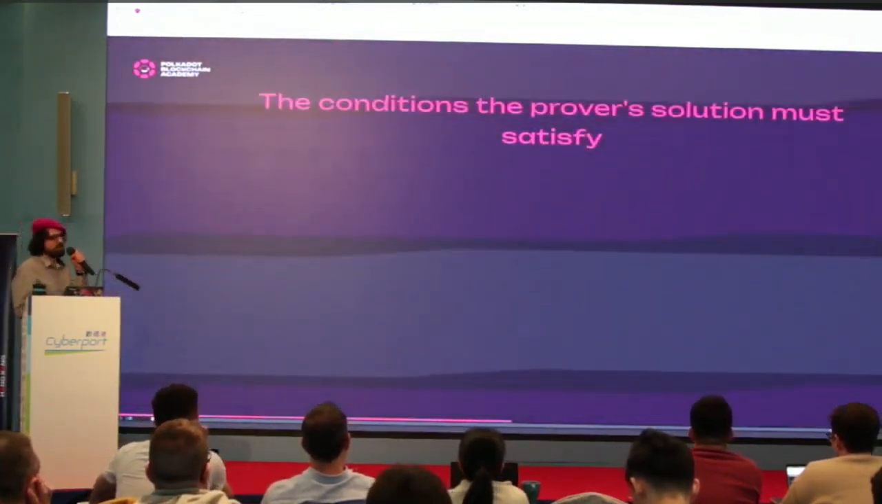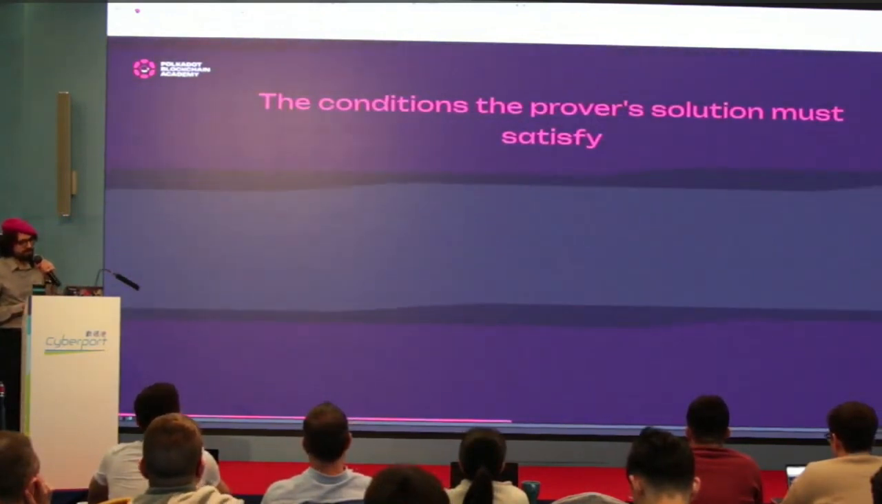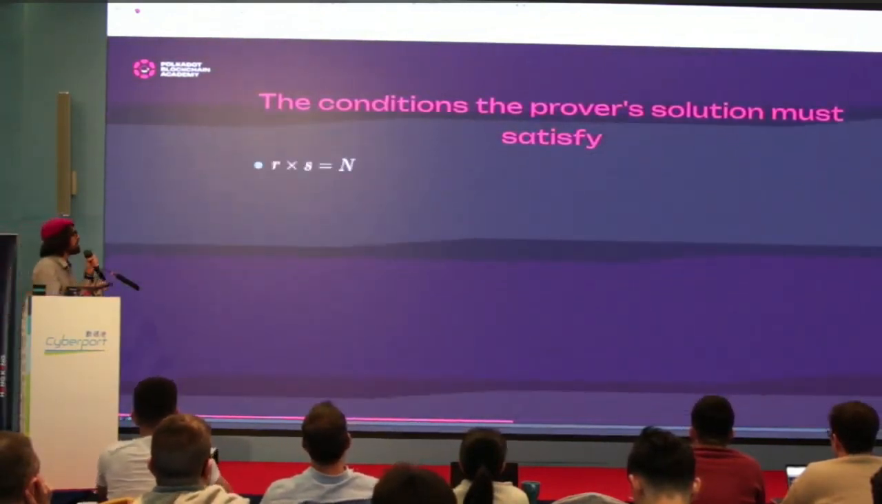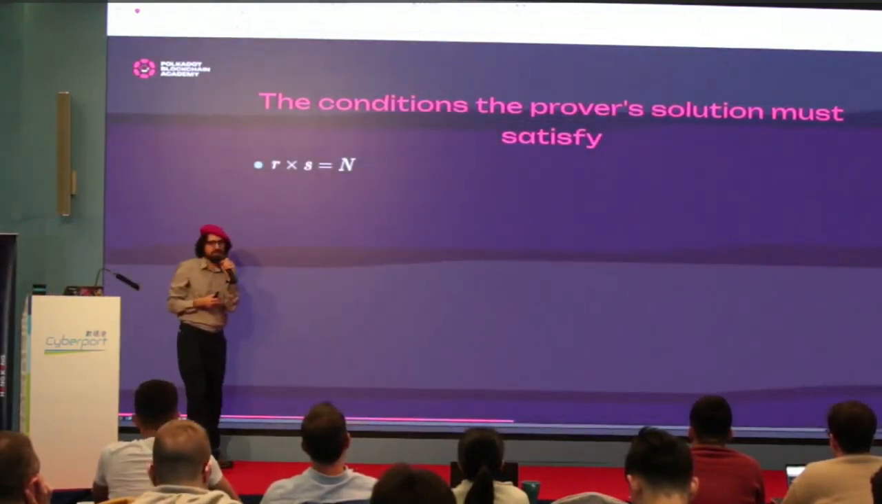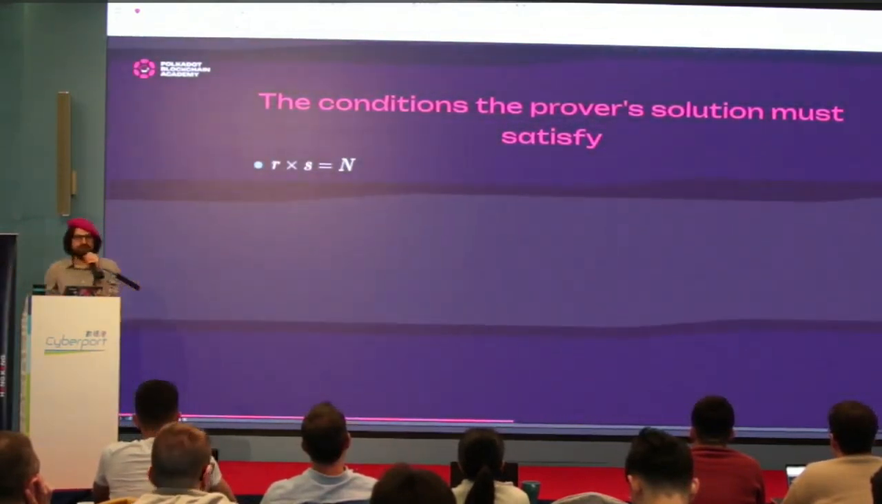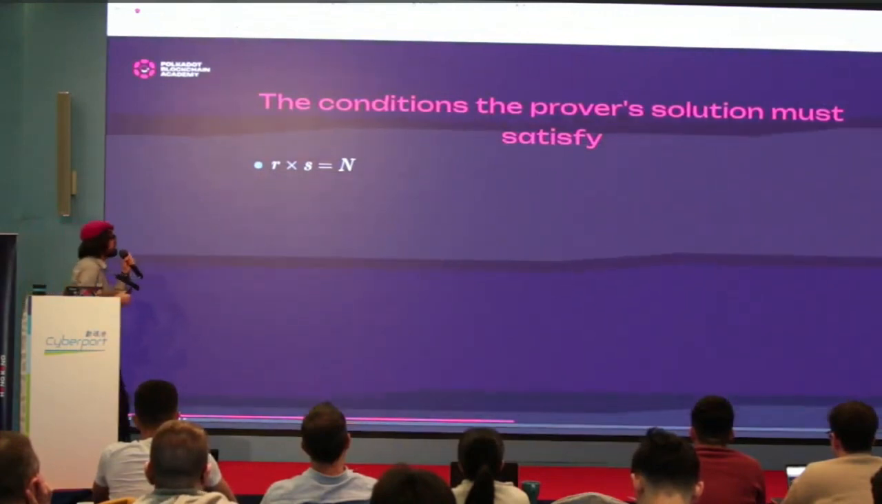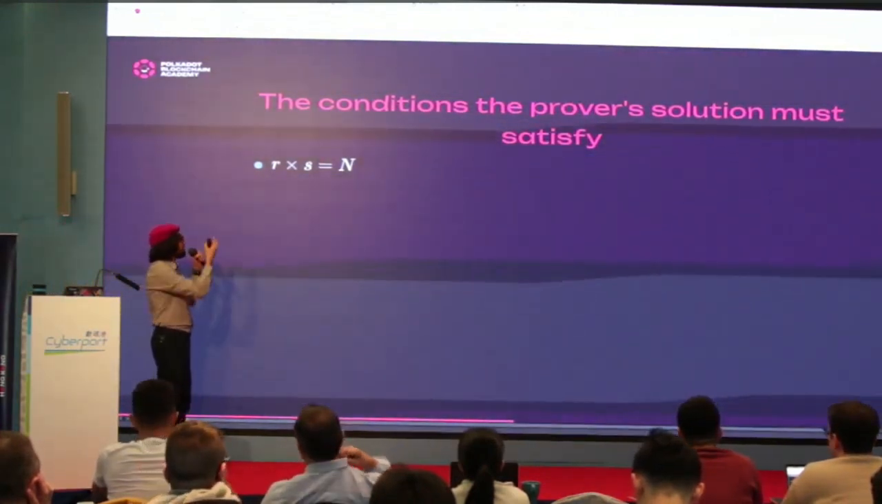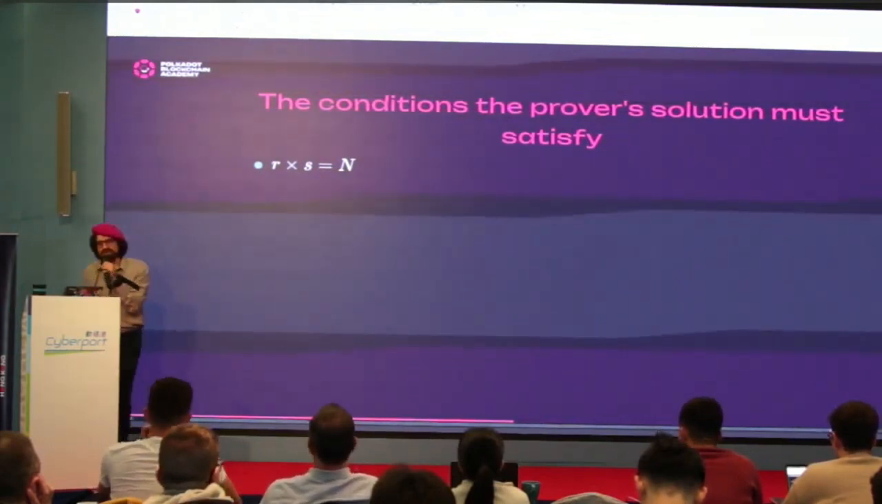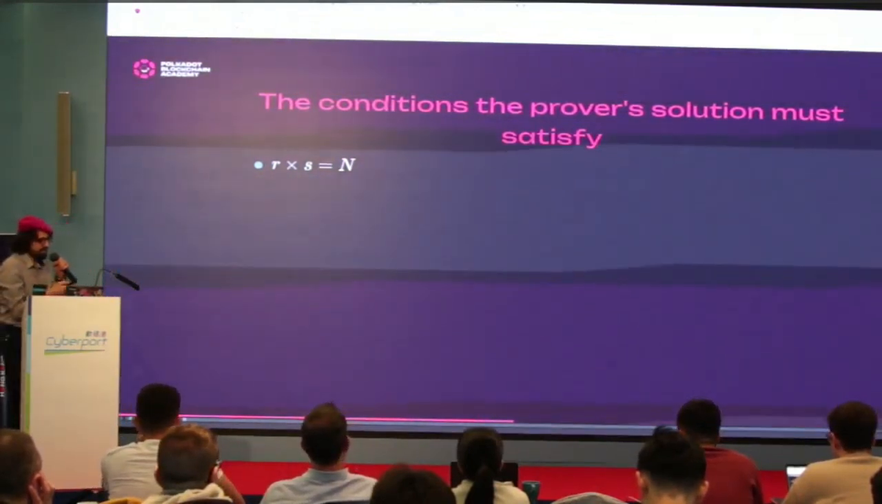So let's go over the conditions that I want to prove for you. The first one is this, right? And it's a pretty simple condition. R times S equals N. There's only a multiplication there. So that's good, because I can write equalities. That is all I can write. And here R times S is equal to N. And I have that condition.